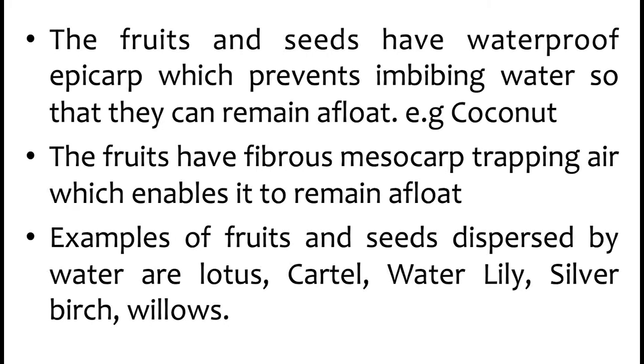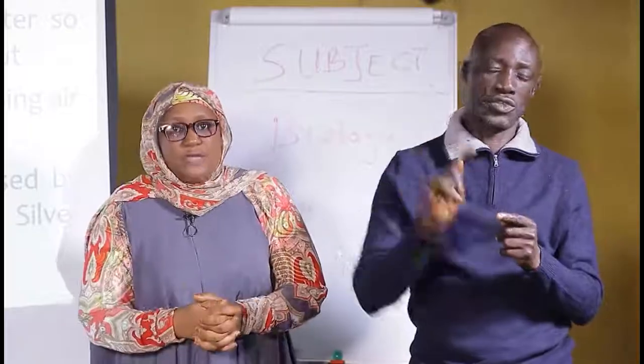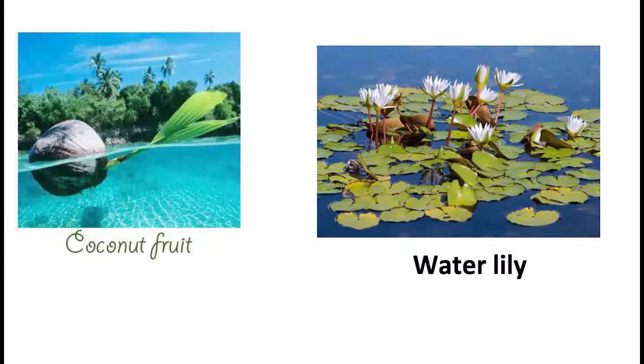Examples of fruits and seeds dispersed by water are water lettuce, cattail, water lily, silverback, and willow. These are some of the plants that are being dispersed by water, and coconut inclusive. Coconut fruit is being dispersed by water. Those of you viewing, we have the diagram of coconut and water lily. These are the plants that the fruit and seed are being dispersed by water.